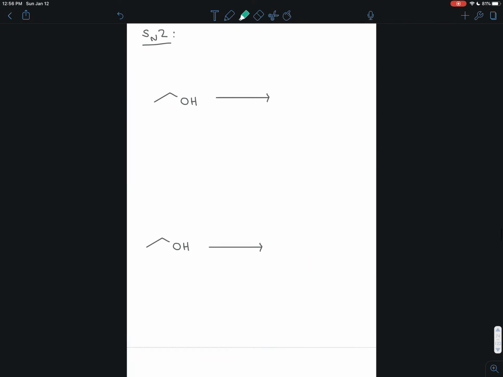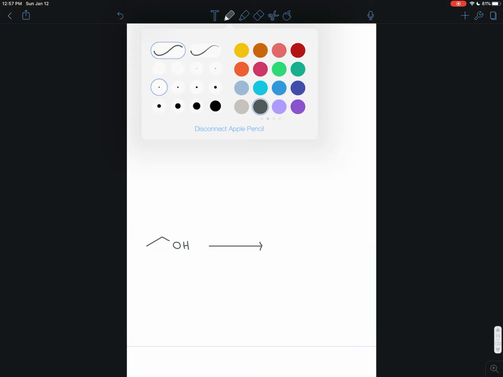Okay, we said there are 2 ways. Our goal here is to learn how to replace OHs with Cls or Brs, to substitute the OH with a Cl or a Br. And that's a substitution reaction. There are 2 ways to do a substitution reaction. We just saw the SN1 way. Now let's look at the SN2 way.